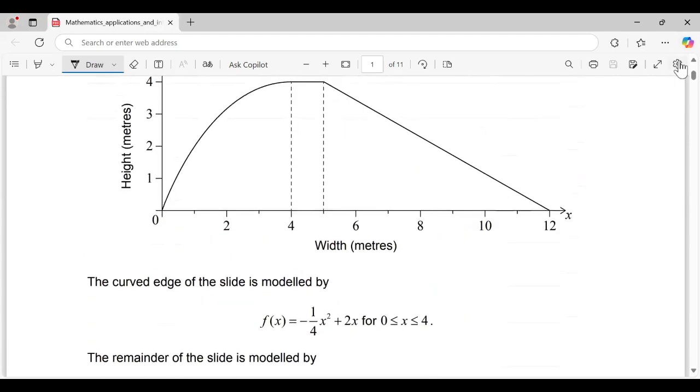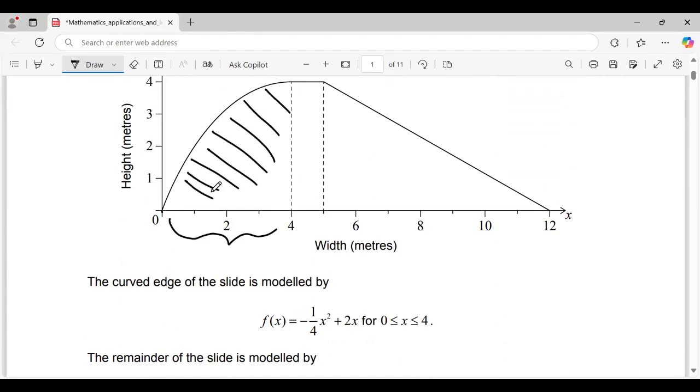0 to 4, it means this. Okay, this area from 0 to 4. This area we are going to find, right? And first, I would like to create a partition. This is one, and then this is the second partition 2, and this is 3.